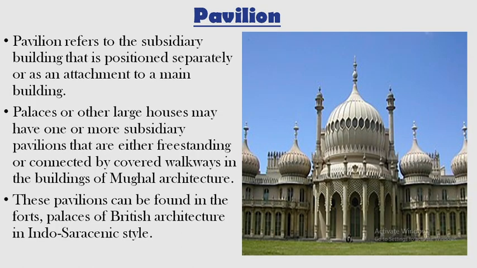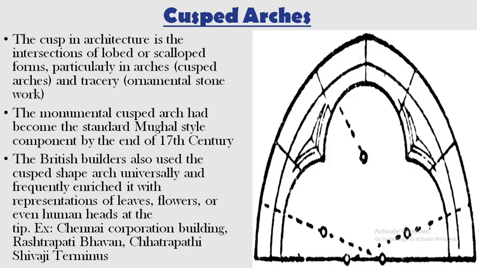Look at the pavilion. It refers to a subsidiary building that is positioned separately or as an attachment to a main building. Palaces or other large houses may have one or more subsidiary pavilions that are either freestanding or connected by covered walkways in the buildings of Mughal architecture. These pavilions can be found in the forts and palaces of British architecture in the Indo-Saracenic style.